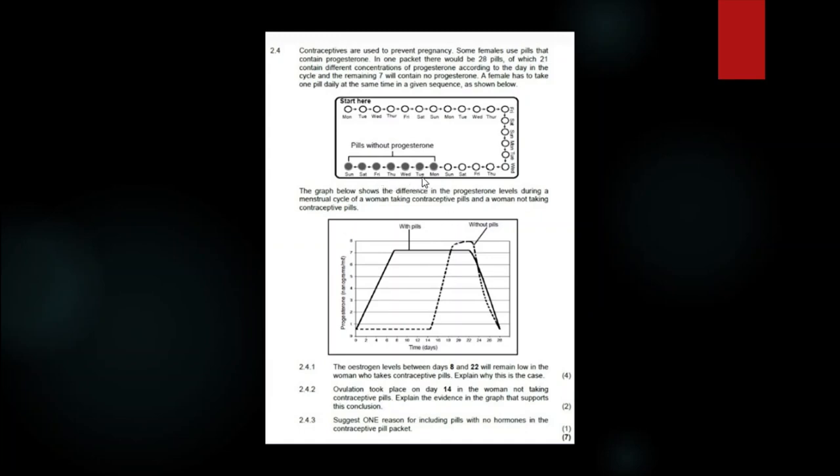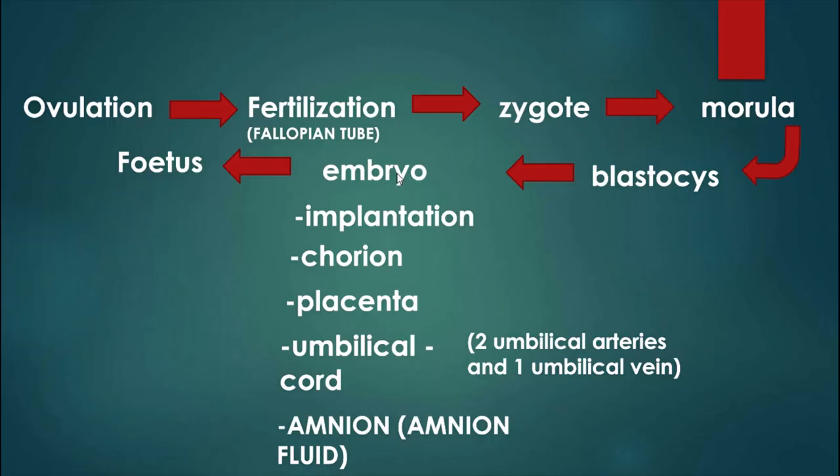Now let's look at the development of the fetus. We have ovulation, which occurs on day 14 of the menstrual cycle. We have fertilization, which occurs in the fallopian tube. We have zygote, morula, blastula, embryo, fetus. Now let's look at this. You need to take note of these biological terms.